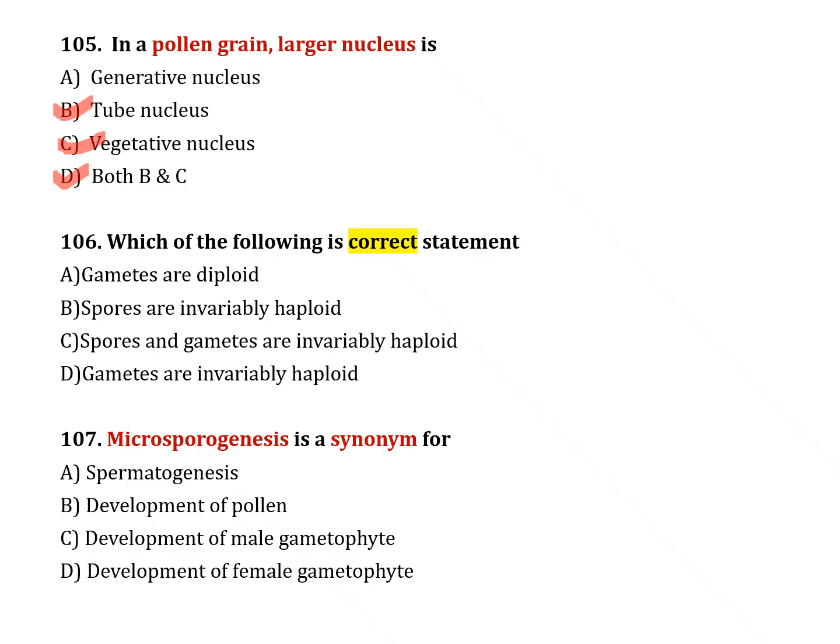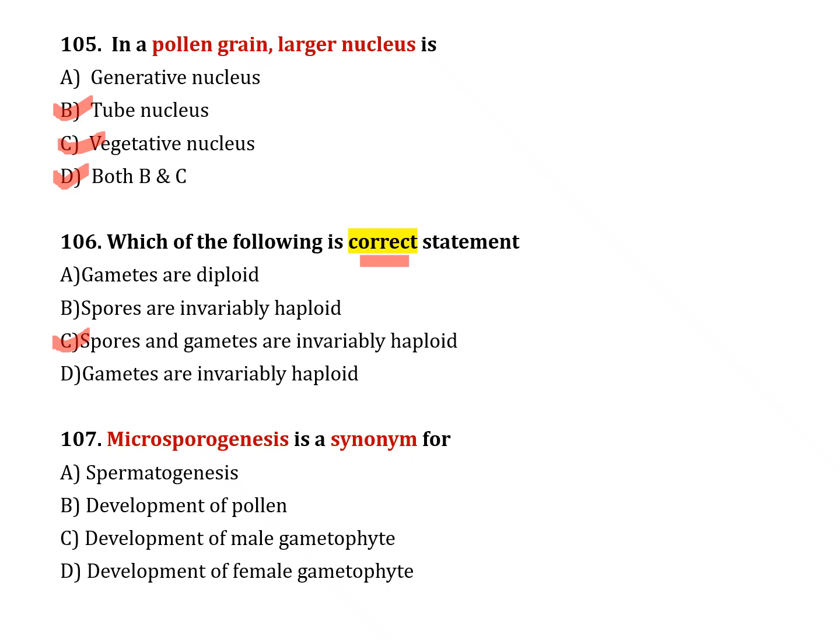The next question, number 106. Which of the following is a correct statement? Option A, gametes are diploid. Option B, spores are invariably haploid. Option C, spores and gametes are invariably haploid. Option D, gametes are invariably haploid. Correct answer is option C, spores and gametes are invariably haploid. The next question, number 107.